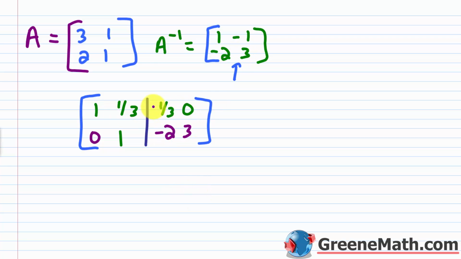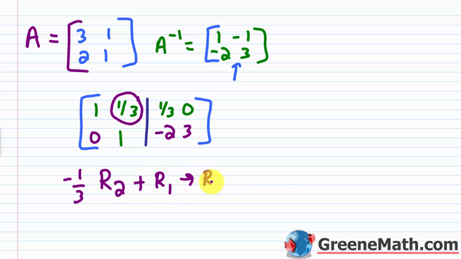Okay, but we've got to make this a 0 now. Okay, so what I'm going to do is multiply row 2 by the opposite of 1/3, which is -1/3. I'm going to add the result to row 1. Okay, that's what I'm going to replace row 1 with. So I'm going to do 0 times -1/3, that's 0. 0 plus 1 is still 1.